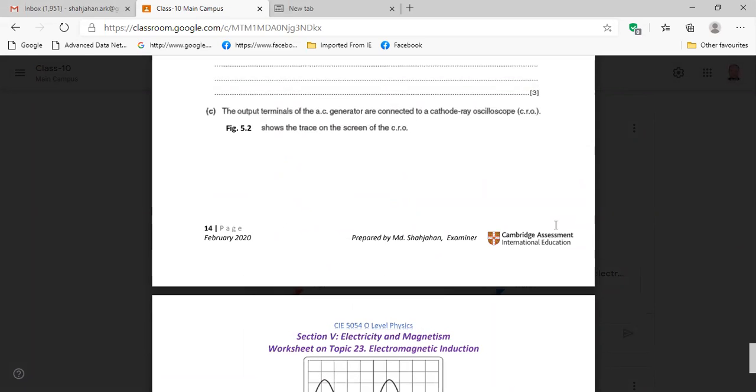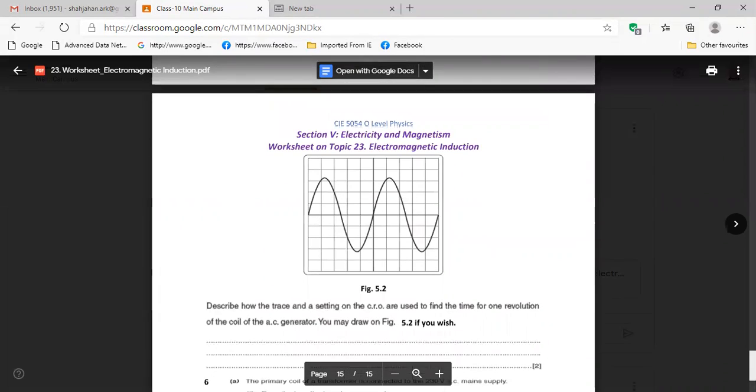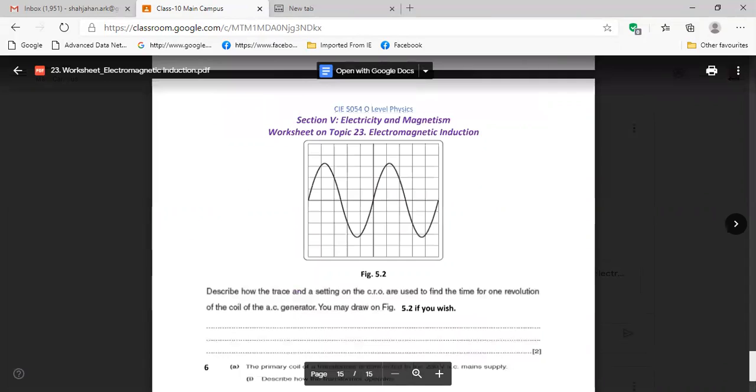The output terminals of an AC generator are connected to a cathode ray oscilloscope. Figure 5.2 shows the trace on the screen of the CRO. Describe how the trace and a setting on the CRO are used to find the time of one revolution of the coil of the AC generator. You may draw on figure 5.2 if you wish. Okay, so this one we will discuss in more detail in the next topic. However, I am giving you some ideas.